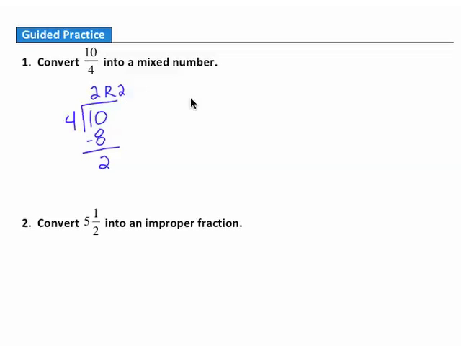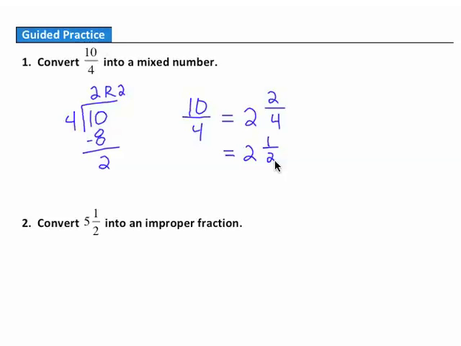So now I'm going to take this information and write it as a mixed number. 4 went into 10 2 whole times. My remainder was 2. The denominator stays the same, so my denominator is 4. So I get an answer of 2 2/4. However, 2/4 is not simplified, so I need to simplify that fraction. When I simplify 2/4, I get 1/2.